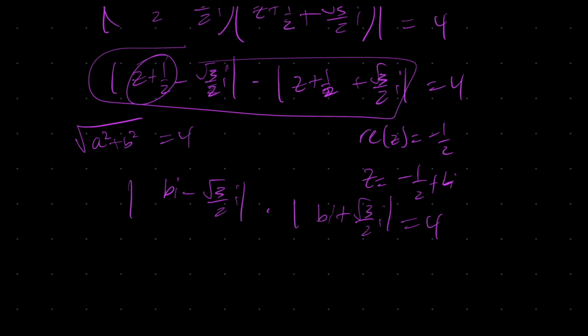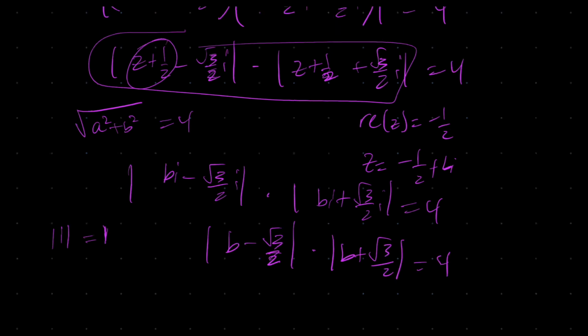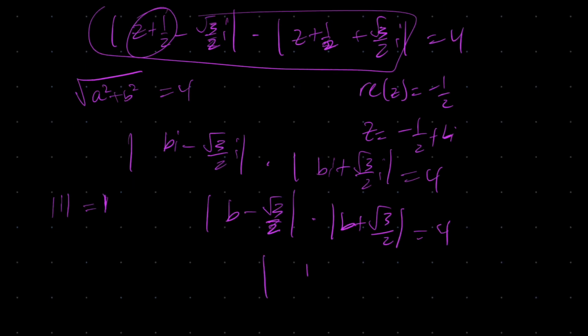Is equal to 4. Now we can factor an i out of both of these, and remember that the magnitude of i is equal to 1, because we can just look at the complex plane, and also almost by definition it's true. So the i's don't even matter. Factor them out, they're 1. This means we have the magnitude of b minus root 3 over 2 times b plus root 3 over 2 equals 4, or the magnitude of b squared minus 3 over 4 equals 4.